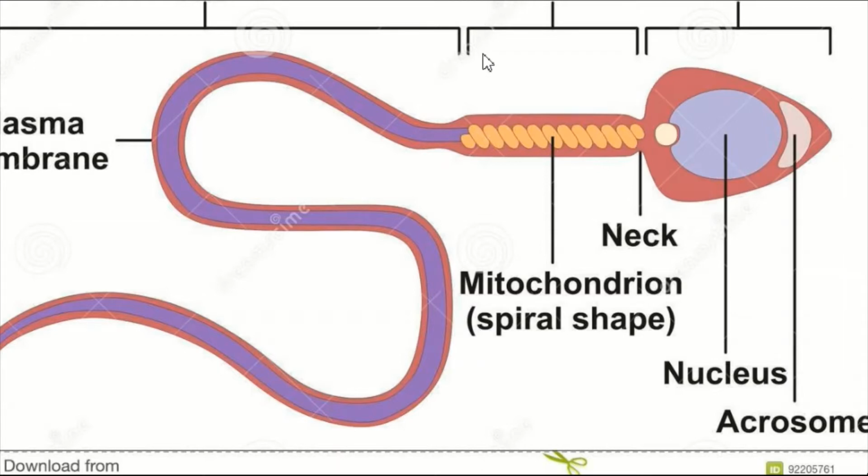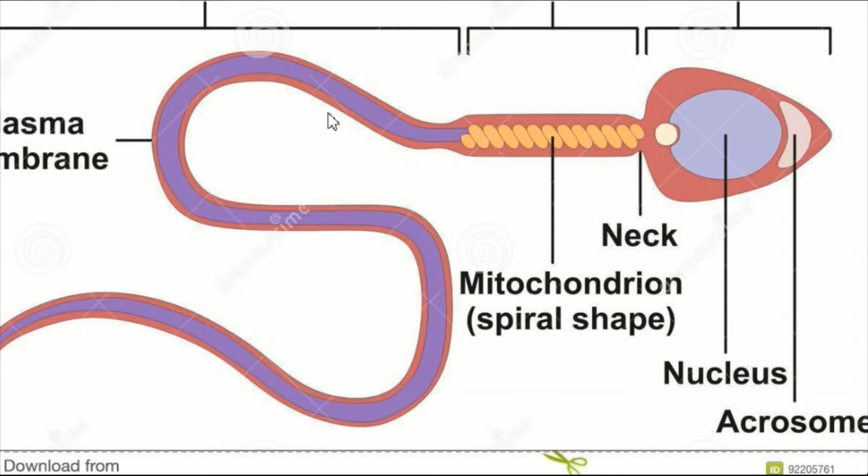And then here you have your middle piece. Your middle piece only contains your mitochondria. Remember, we had the seminal vesicle, which provided nutrients so that this sperm cell can have energy to swim around. That energy is stored here in the mitochondria of the sperm cells.